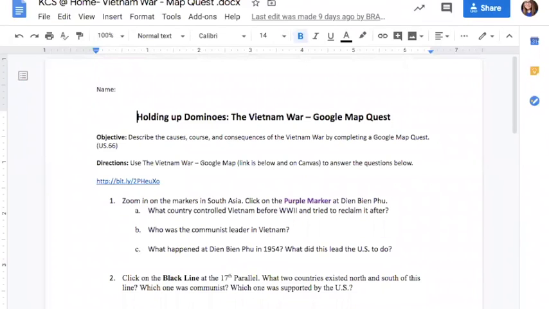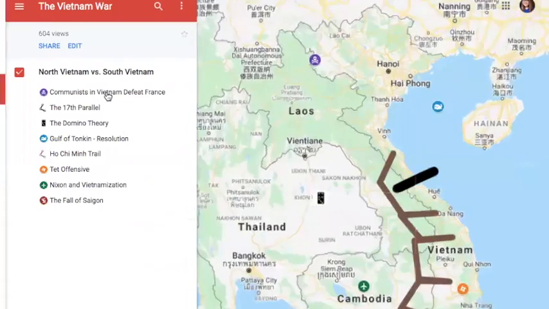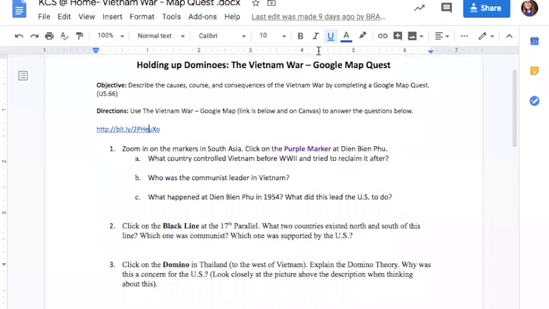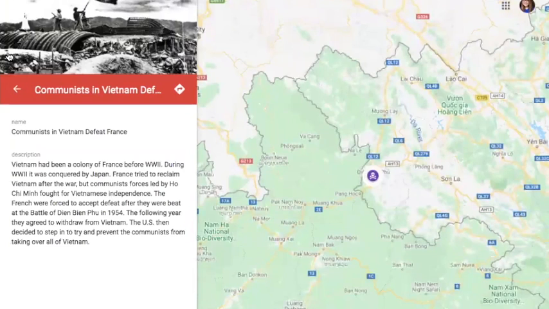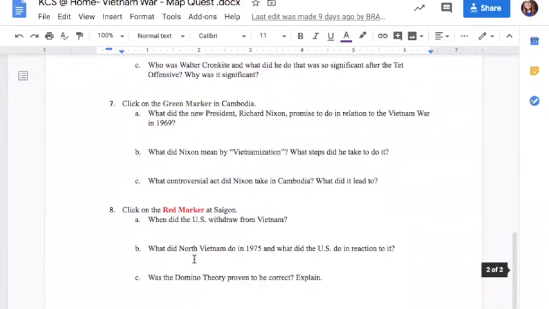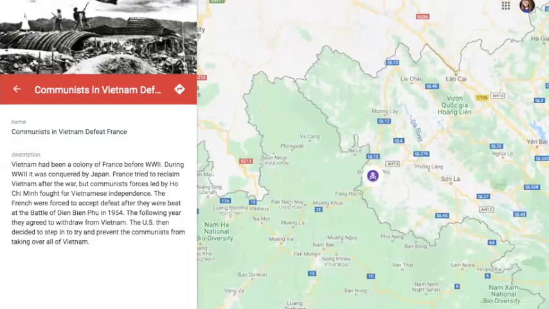The last thing you're going to do with Proxy Wars is a Google Map quest. So a Google Map quest is essentially a map that has points throughout which you will read about and answer the questions. So if you look at the document, you see that each question shows you which marker you should be looking at. So the first marker you will be looking at is this purple marker. And you will read this and then use this information to answer the questions under number 1. Number 2 will be the black line. And you will follow throughout, clicking on each marker and answering the questions.